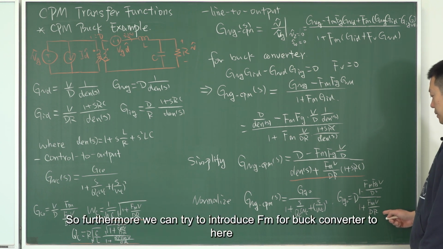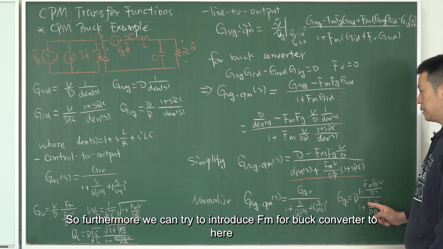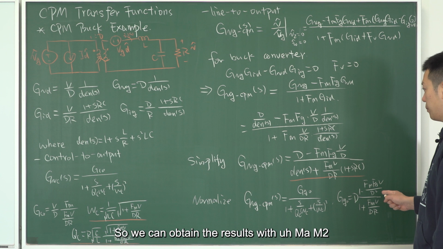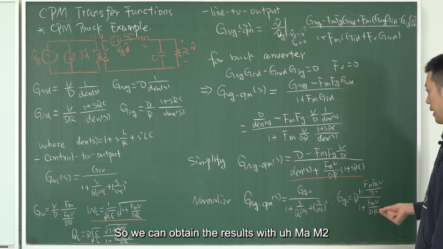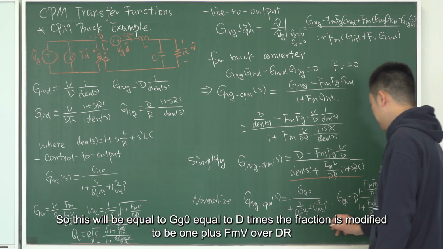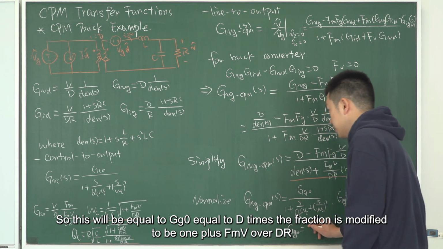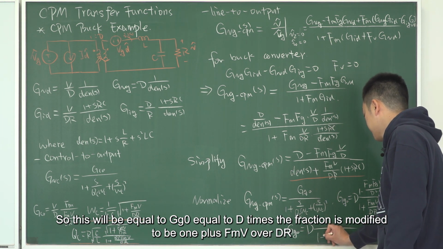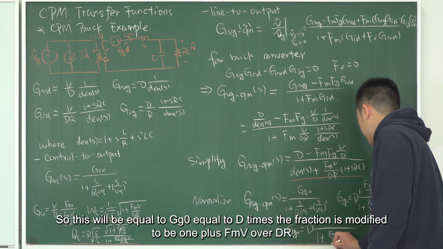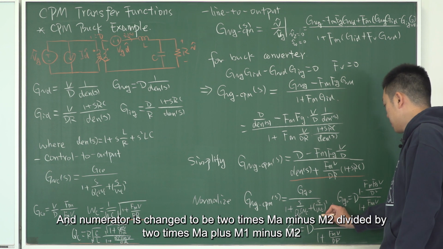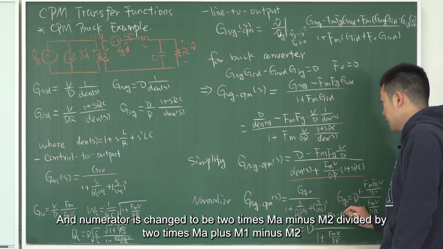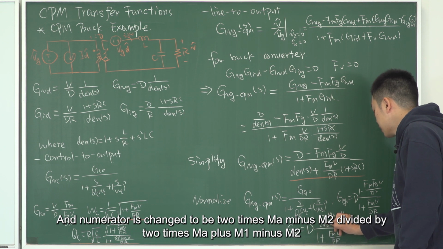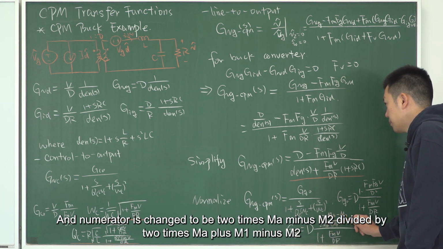So furthermore, we can try to introduce FM for buck converter to here, right? So we can obtain the results with MA/M2. So this will be equal to GG0 equals to D times, the fraction is modified to be 1 plus Fm V over dr. And numerator is changed to be 2 times MA minus M2 divided by 2 times MA plus M1 minus M2.